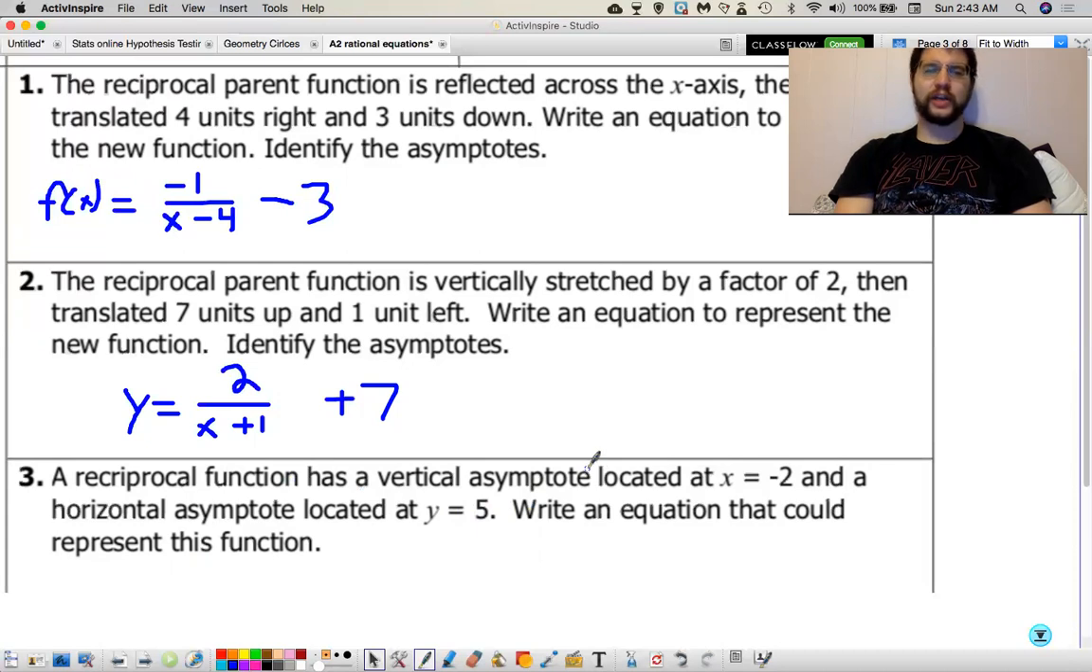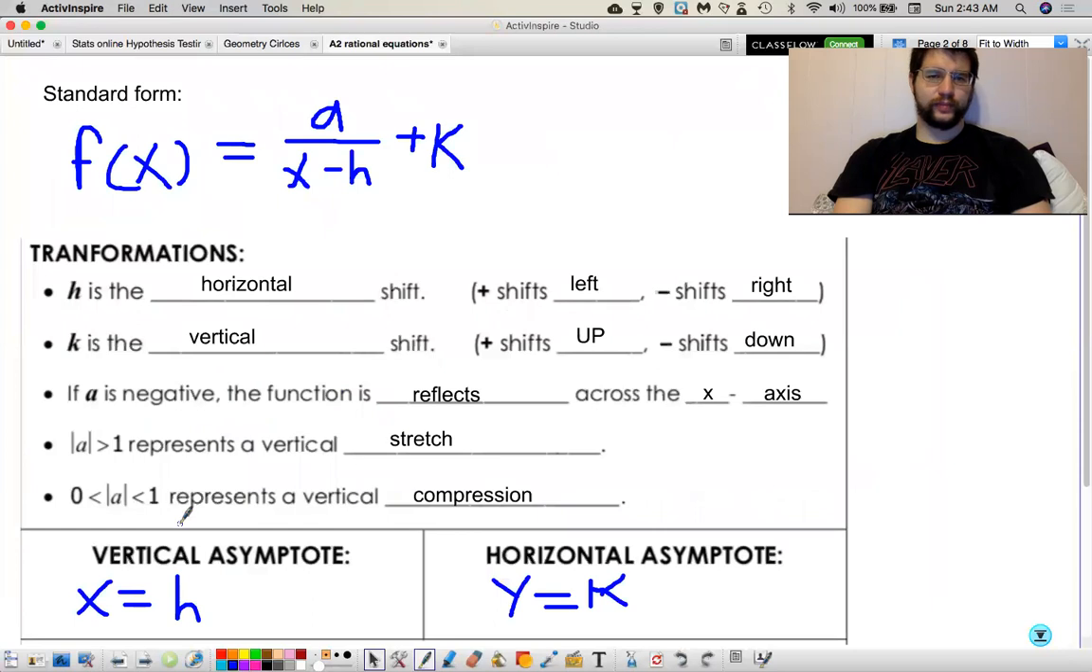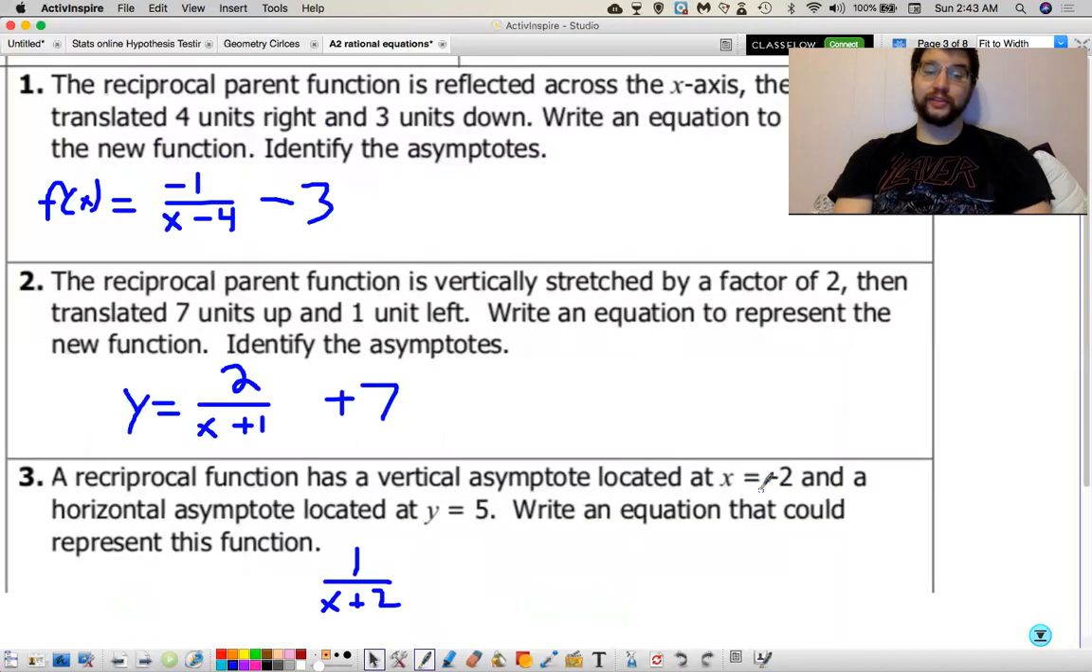It says write an equation that could represent this function. It didn't tell us anything about stretches or compressions or reflections. So this a term could be anything. I'll just leave it as 1. And I'm going to put x plus 2. Well, remember, h is our vertical asymptote, and it's minus h here. Minus 2 is a positive 2. And a plus 5 there.